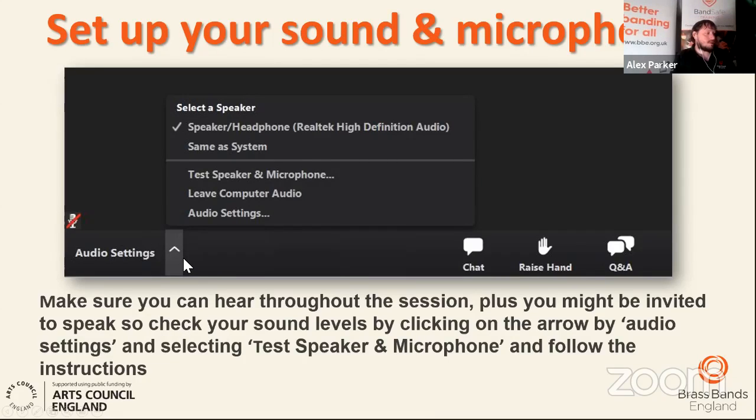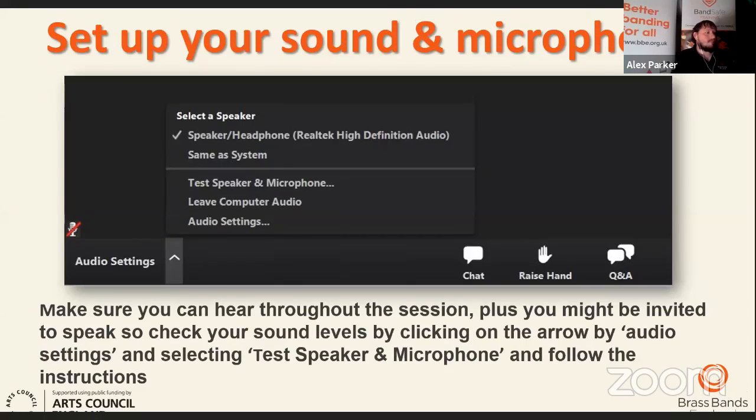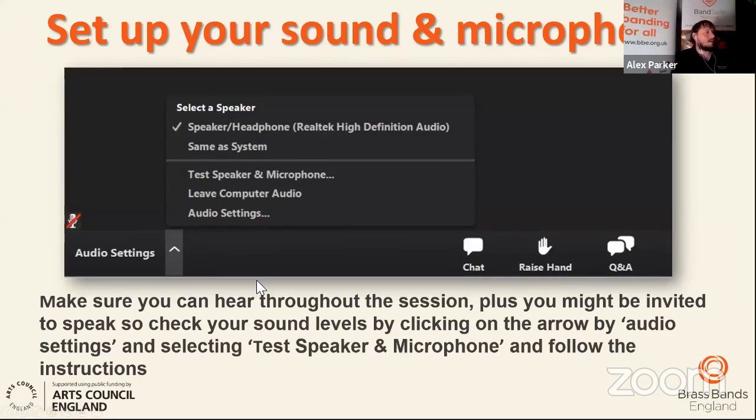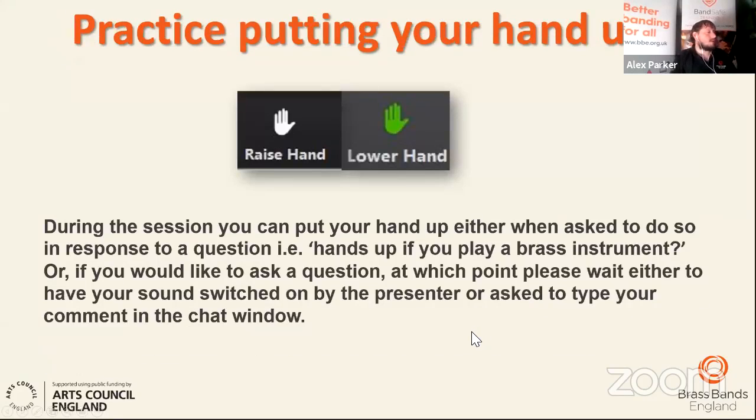To do that, in the bottom left hand side of your screen, just click on the audio settings and then click on test speaker and microphone. That gives you a chance to test your microphone and your screen and things like that.